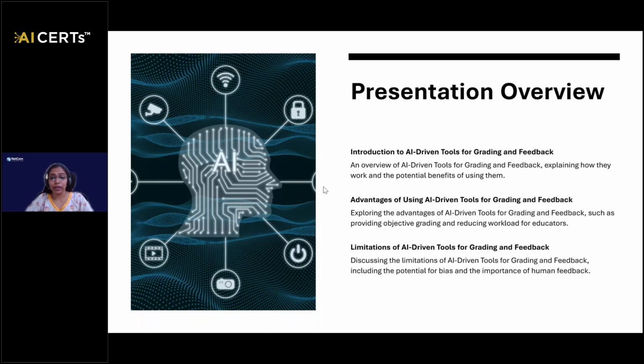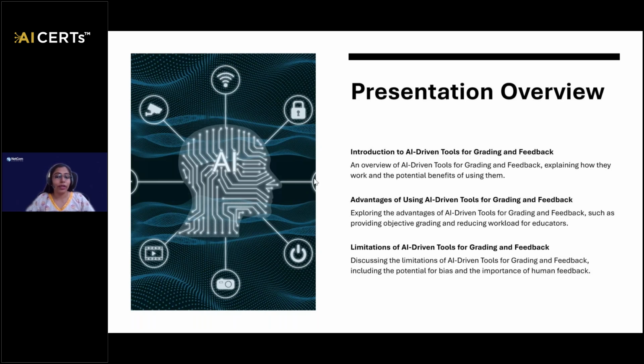Advantages of using AI driven tools for grading and feedback, where you will be exploring the advantages, such as providing objective grading and reducing workload for educators, and that will help the students as well. But everything comes with certain limitations, so that also we'll be discussing today, including the potential for bias and the importance of human feedback. So, all this we'll be covering in today's presentation.